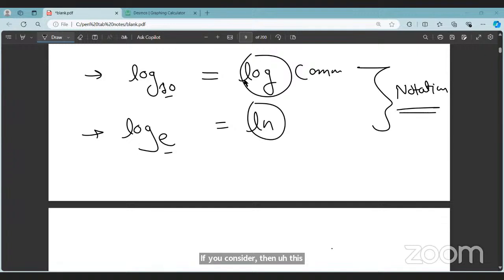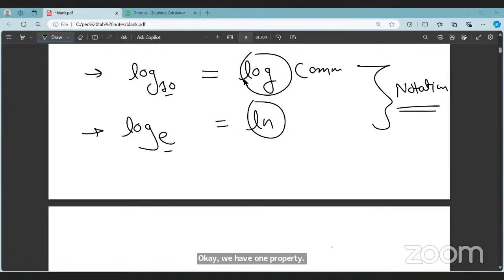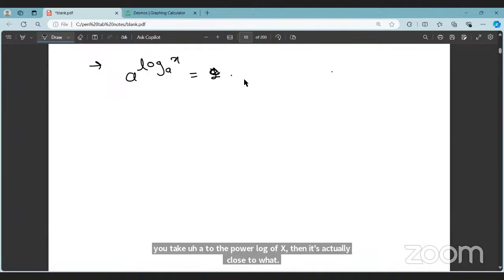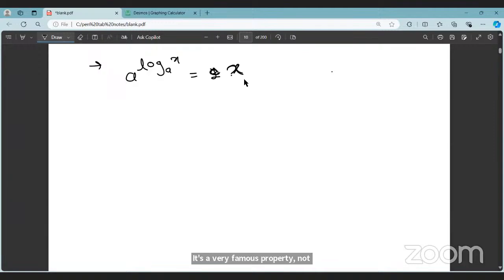Okay, we have one more property. The last property is that if you take a to the power log base a of x, then it's actually equal to x. It's a very famous property.